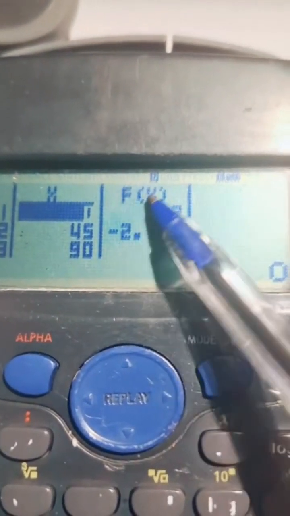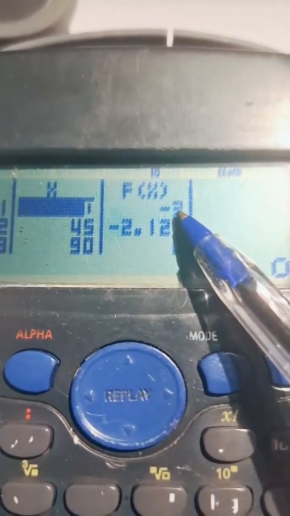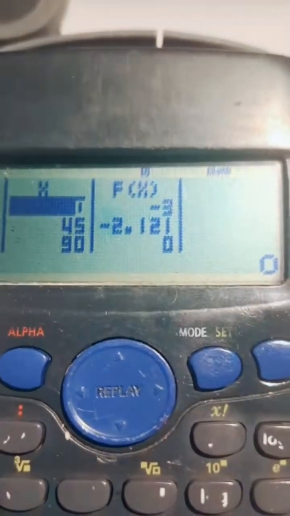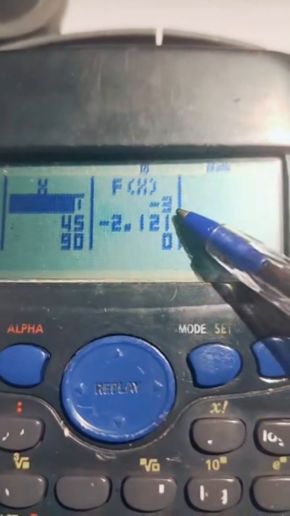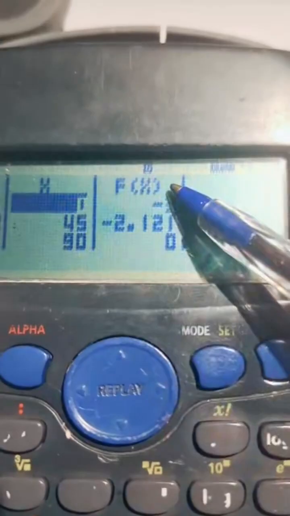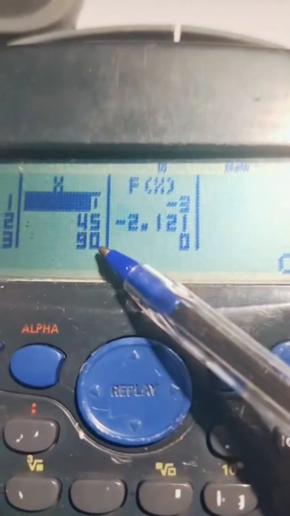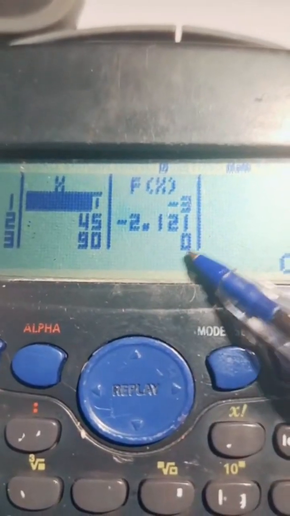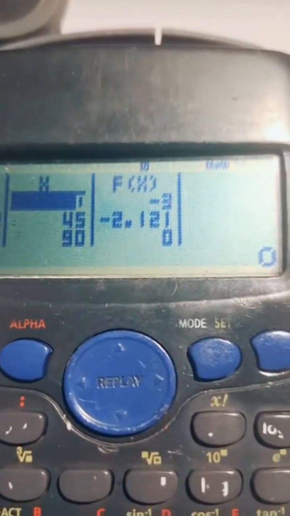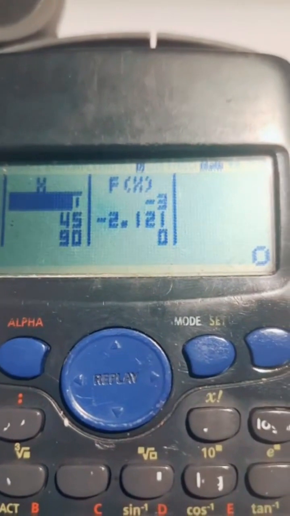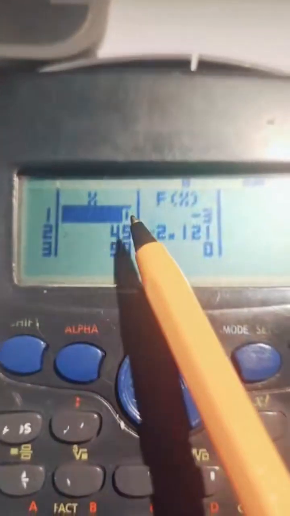The corresponding value f of x, remember, f of x stands for y. So when x is 0, y is negative 3. When x is 45, y is that. When x is 90, y is this. So I'm going to mark all of these points on my graph. So let's go. When x is 0, y is negative 3. So that's where my function is going to start.